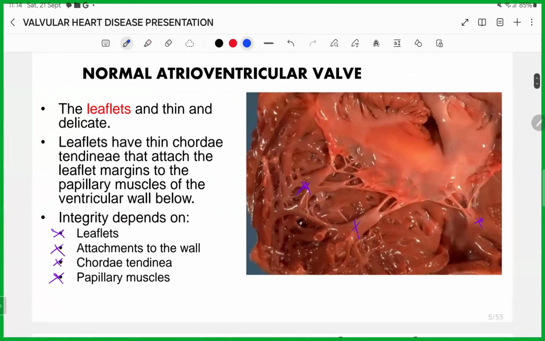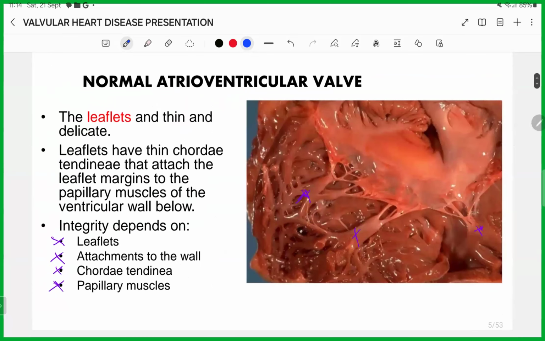So here we have the tricuspid valve. You can see it has three: 1, 2, 3. So these are the leaflets. You usually have, I think, anterior, posterior, and septal. And you have corresponding papillary muscles coming from the ventricle.